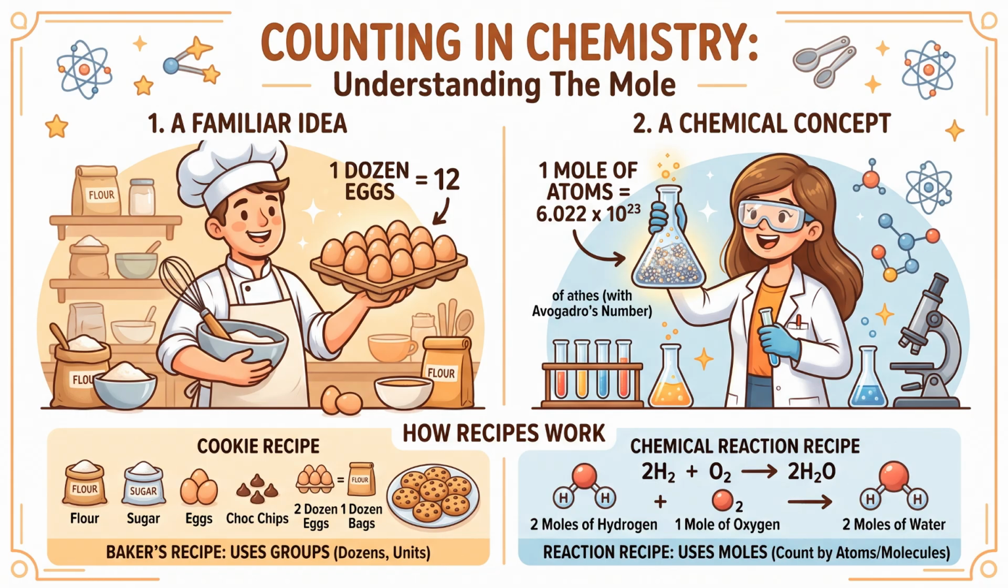Counting in chemistry: the mole. In our previous lesson, we looked at how balancing a chemical reaction is a lot like measuring raw ingredients for a recipe. But how do we actually measure those ingredients when atoms are too tiny to see? That is where the second graphic comes in to explain a brilliant chemical concept.